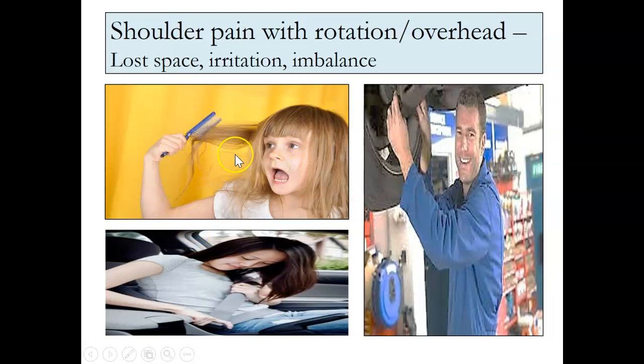She's really got a wicked knot there. It's kind of making her scream. But she's doing external rotation. The shoulder is in that closed pack position where it's most vulnerable, where it's the tightest.